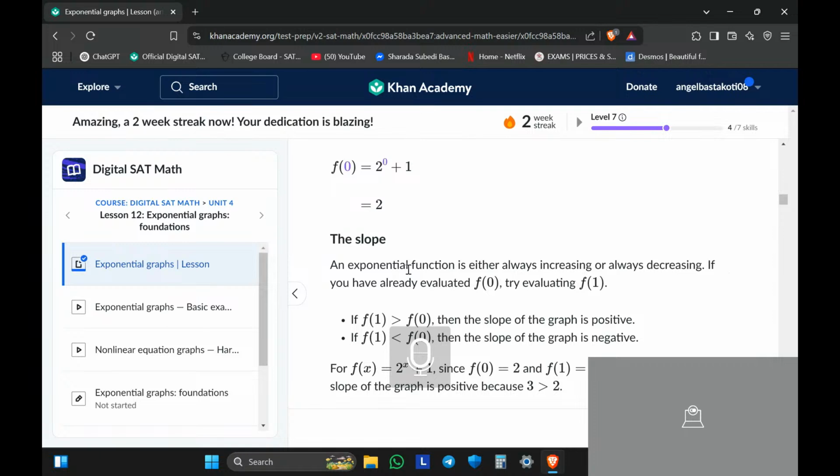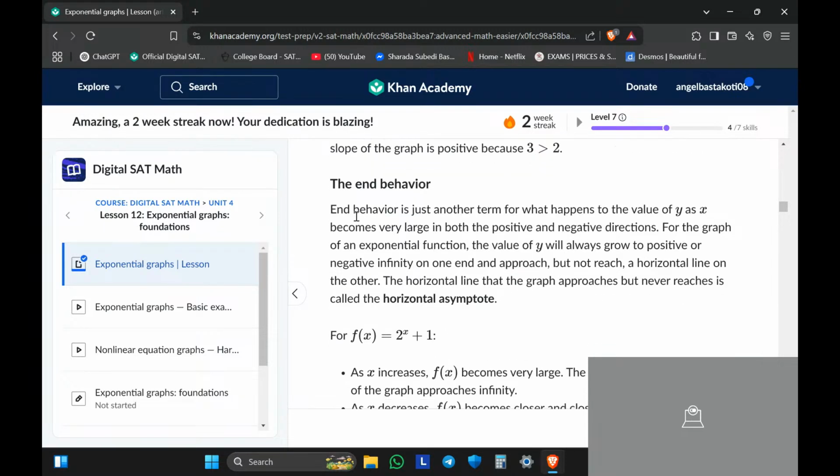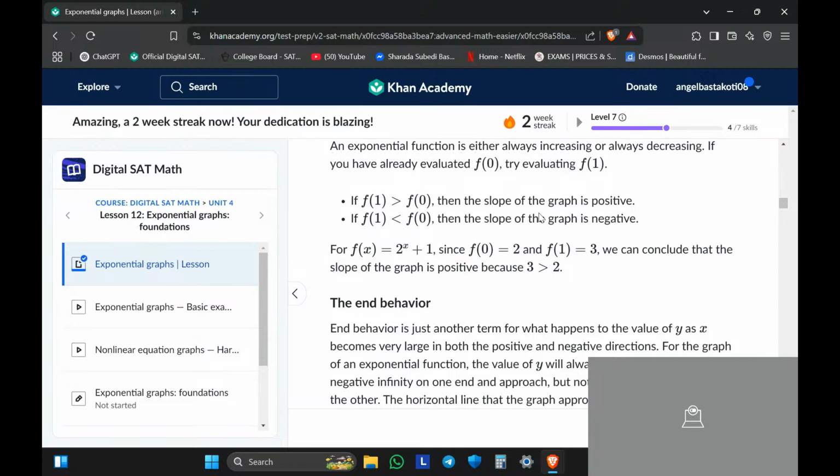The exponential function is either increasing or decreasing. If you have already evaluated f(0), try evaluating f(1). If f(1) is greater than f(0), the slope is positive. For example, the slope is 3, which is greater than 2.